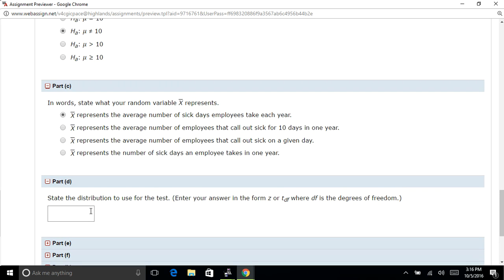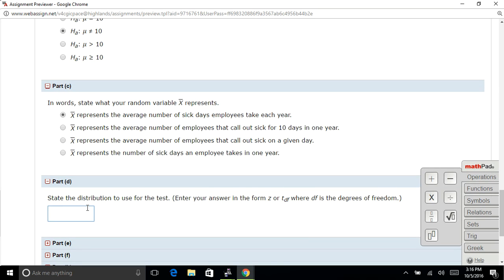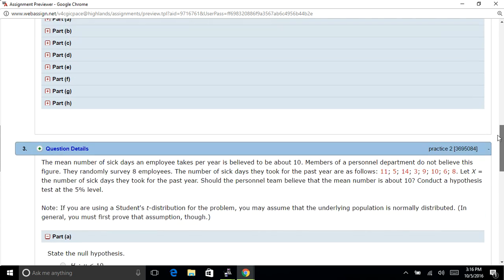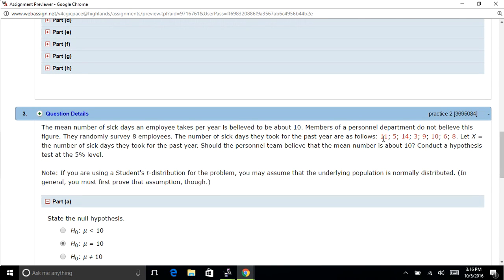All right, watch what I'm going to do, because if you do it wrong, it's going to get mad at you, and I don't want you to get it wrong. So let me go back up. How many data values do I have? 1, 2, 3, 4, 5, 6, 7, 8.